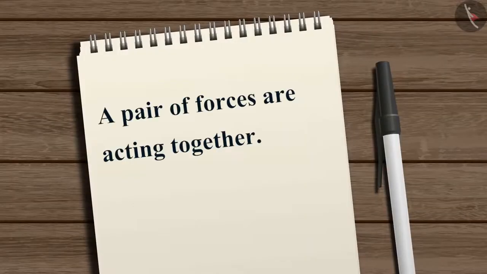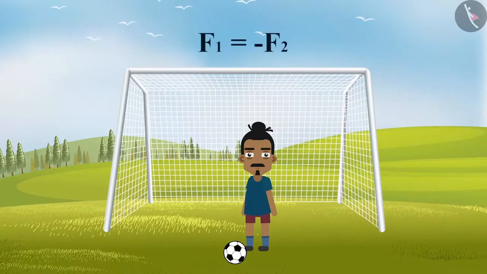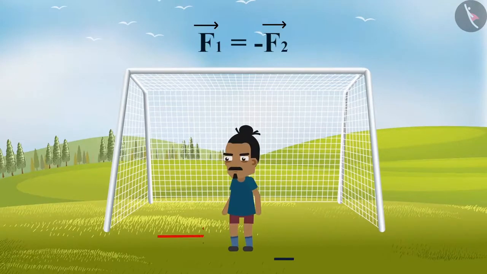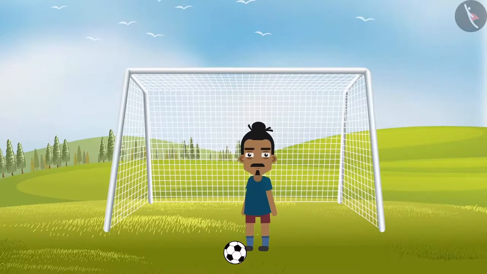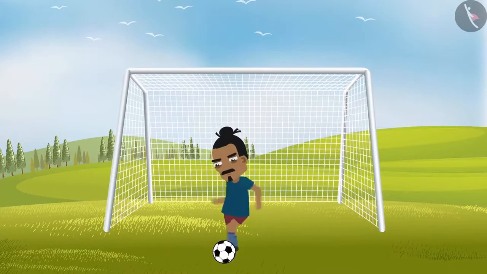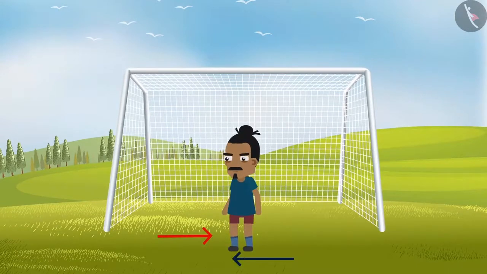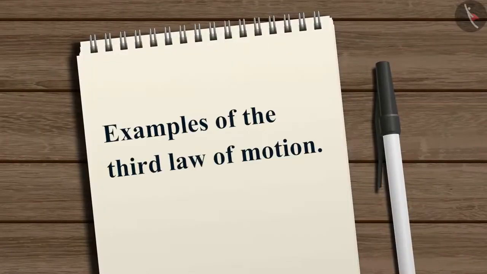In other words, in any given situation, a pair of forces are acting together instead of just a single force. These two forces are equal in magnitude, and they act in opposite directions and also on different bodies. These two opposing forces are commonly known as action and reaction forces. Let us now look at two different examples to understand the third law of motion better.